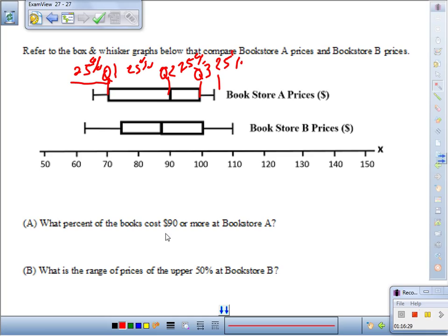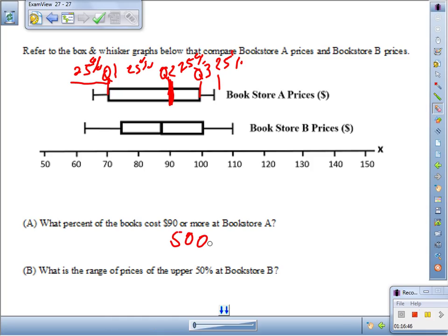So the question is, what percent of books cost $90 or more? So let's see, where's $90? Right here for bookstore A, so it's about right here. $90 or more, what is the percentage? 50%. That is correct. 50%. What is the range prices of the upper 50% of store B?